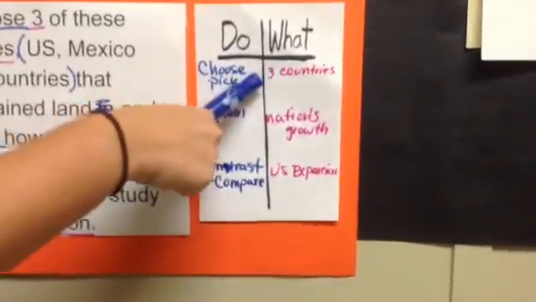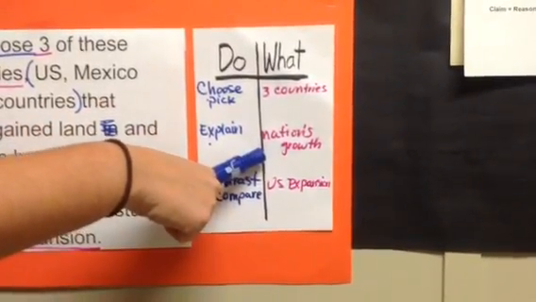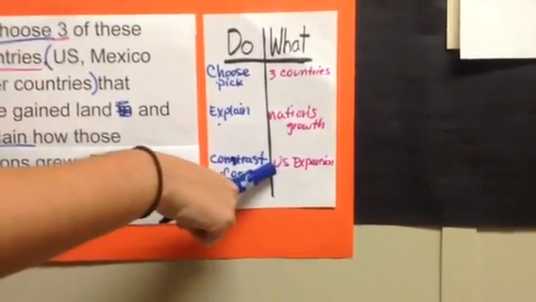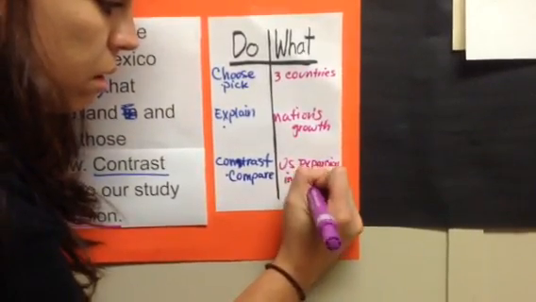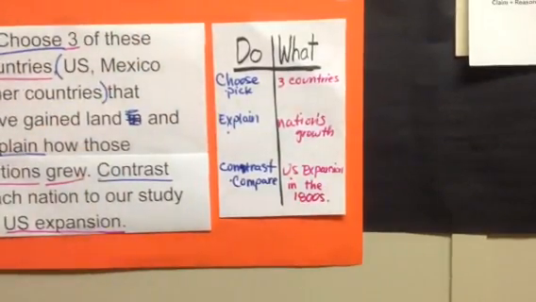Okay, and the what, it's asking me about 3 different countries. It's asking me about how those countries grow, so the nation's growth, and how the U.S. expanded. I can be a little bit more specific: in the 1800s. Does that make sense?